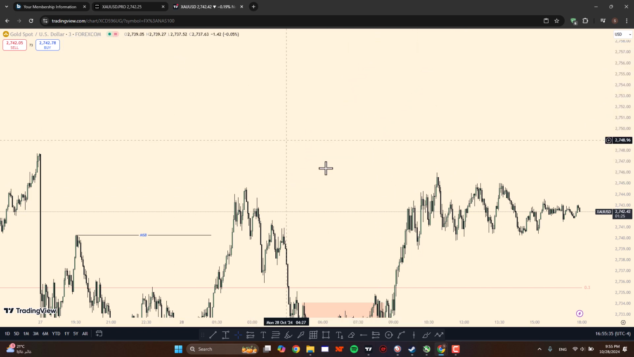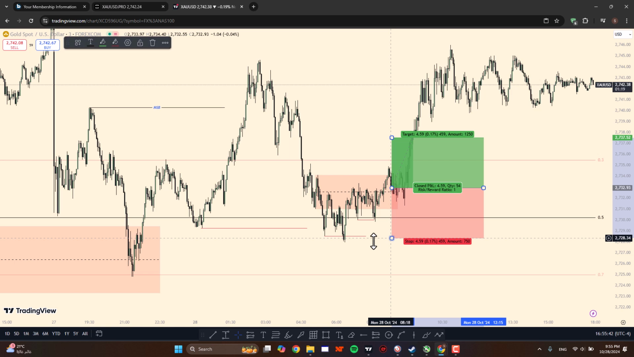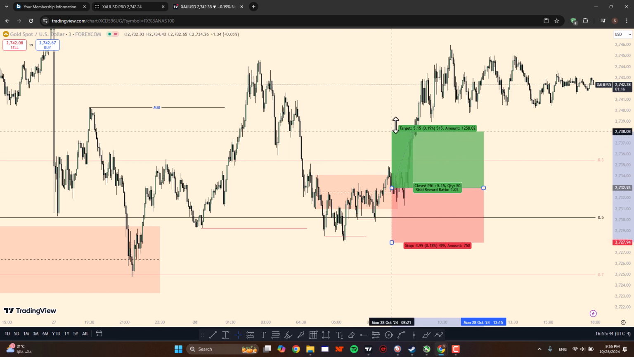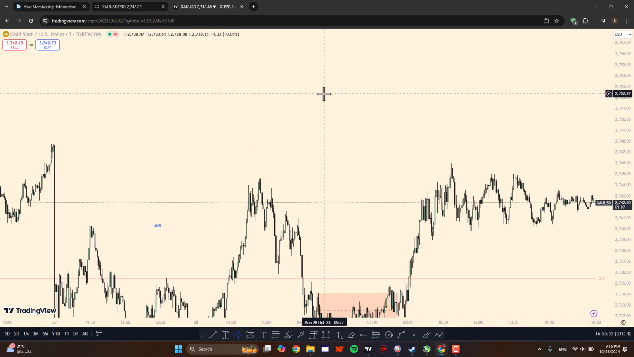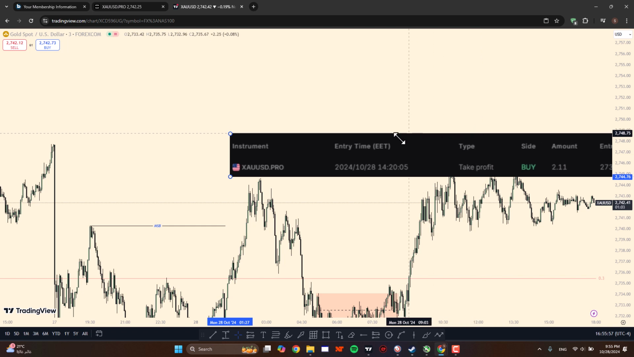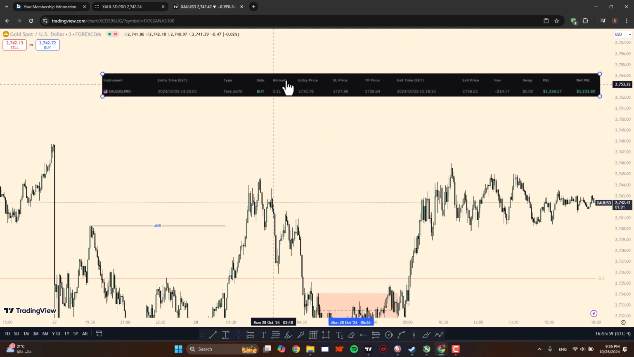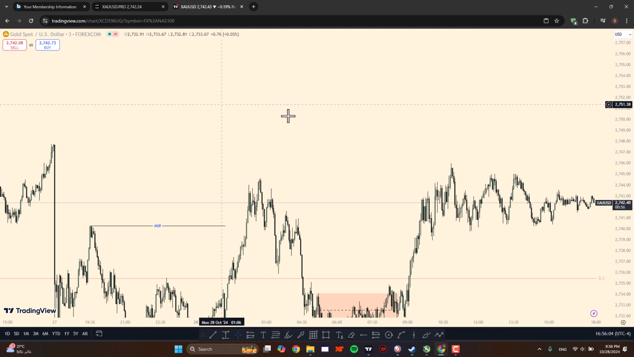So the trade that I took was a long position from here. My stop loss was here, and then my TP was something like this in this zone. So 1.2 R. This right here is the position. Okay, and let's start with the actual analysis.